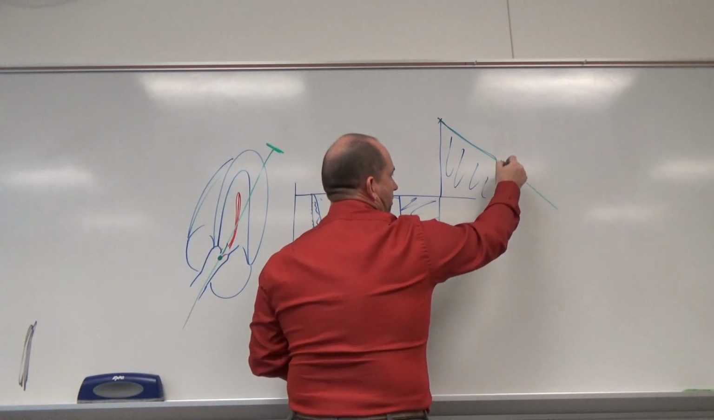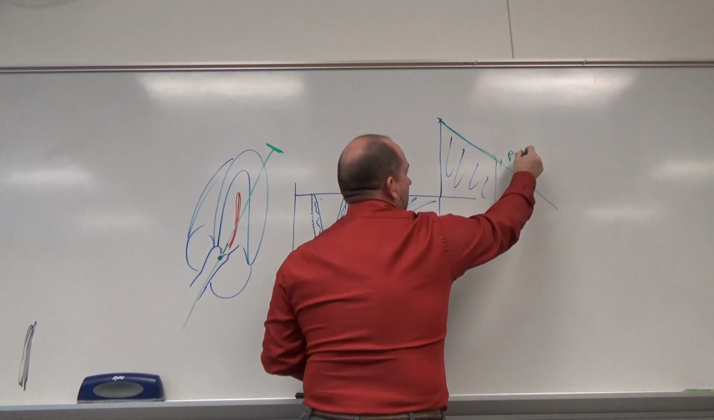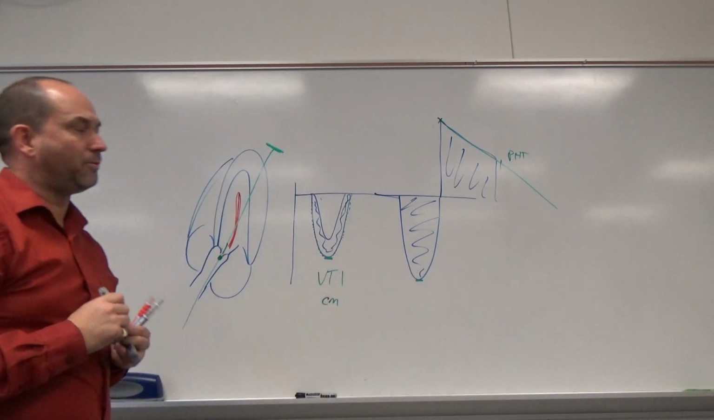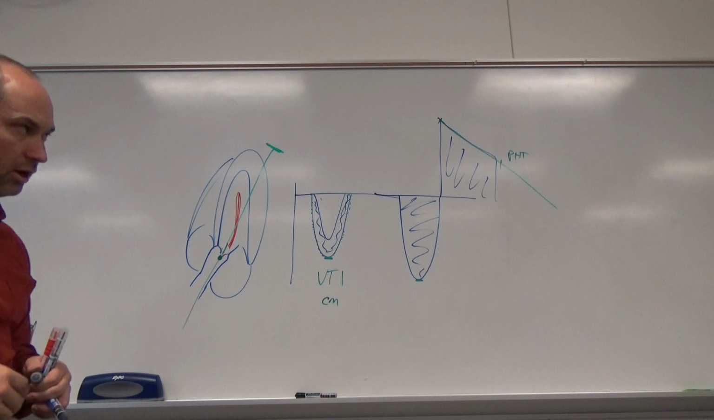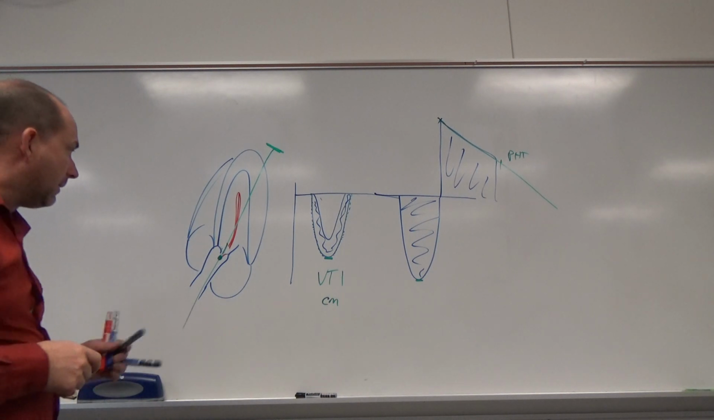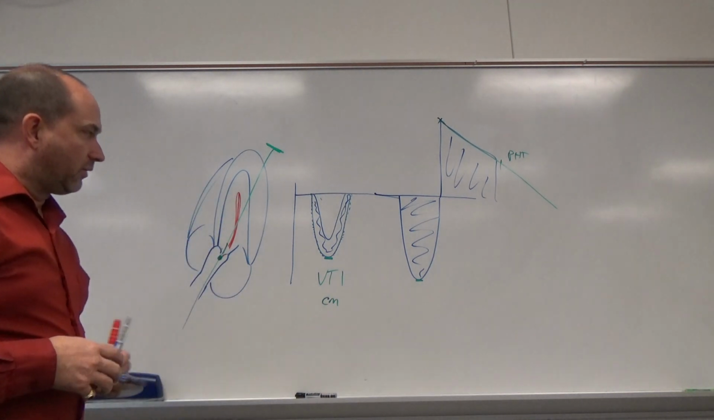We measure what's called the pressure half time. That's not something you need to know first quarter, that's something you need to know second quarter of echo. That's how we're going to calculate the severity of that jet. That's aortic valve, so that's all we need.